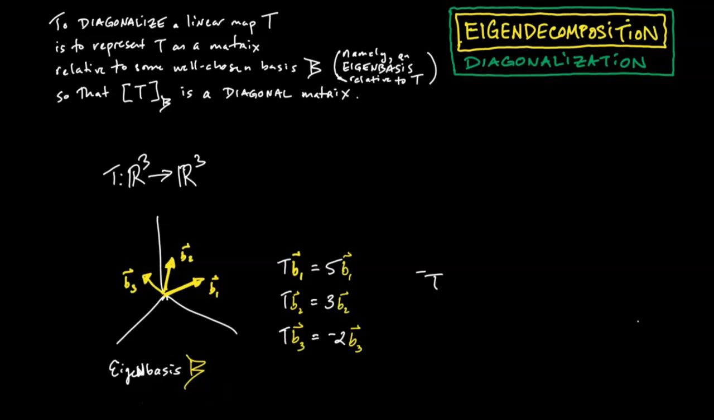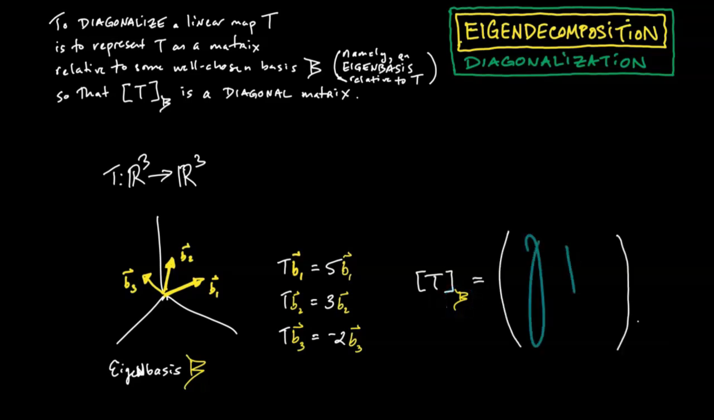Well, in that case, it's easy enough to write down the matrix representation of our map relative to the eigenbasis B. Back in chapter 6, we learned that the columns of this matrix are the images of the basis vectors expressed in B coordinates. And it is precisely the fact that the 3 eigenbasis vectors are simply being scaled by the map that is going to turn this into a diagonal matrix, because it means that every column is only going to have one non-zero entry, and those entries will always be on the main diagonal.